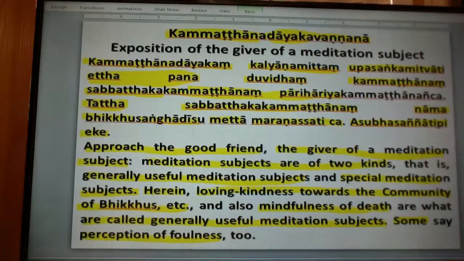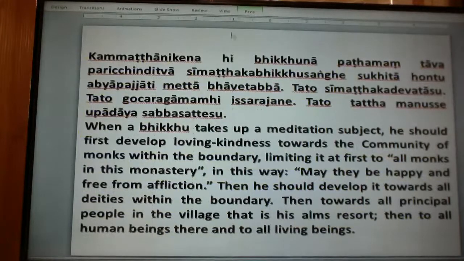Okay, so the second one, Pariharika Kamathana. What is the Pariharika? So the Pali explains like this: Kamathana Nikehi Bhikkhuna Patama Dawa Purichenditwa. Before the explanation, here is a more detailed explanation.